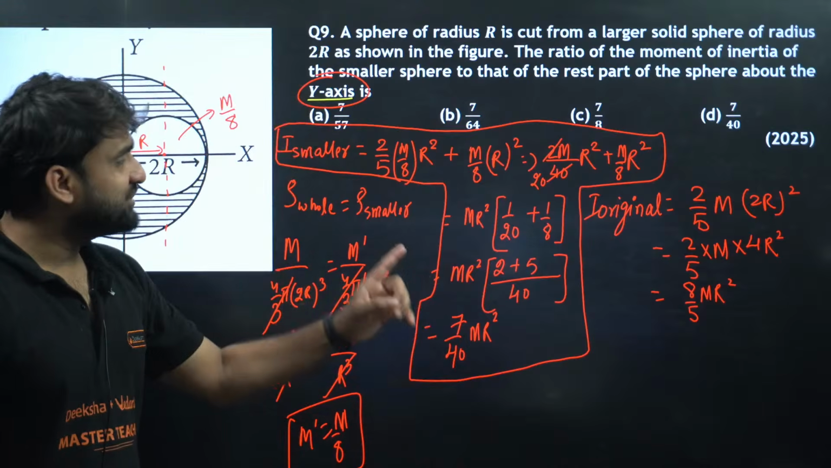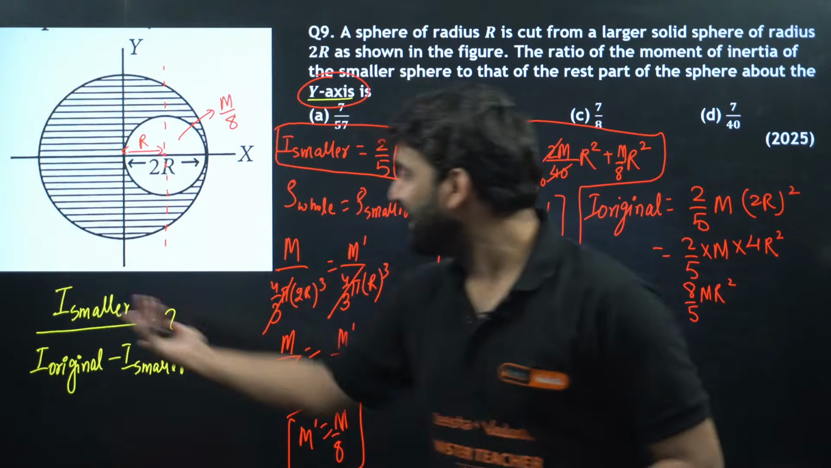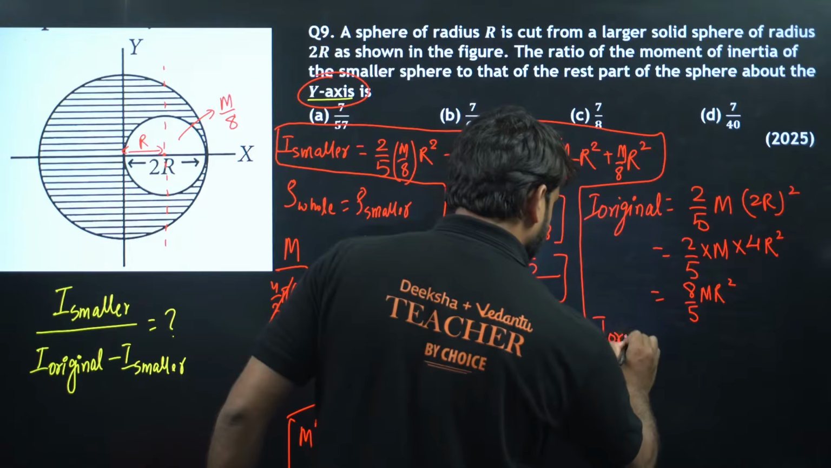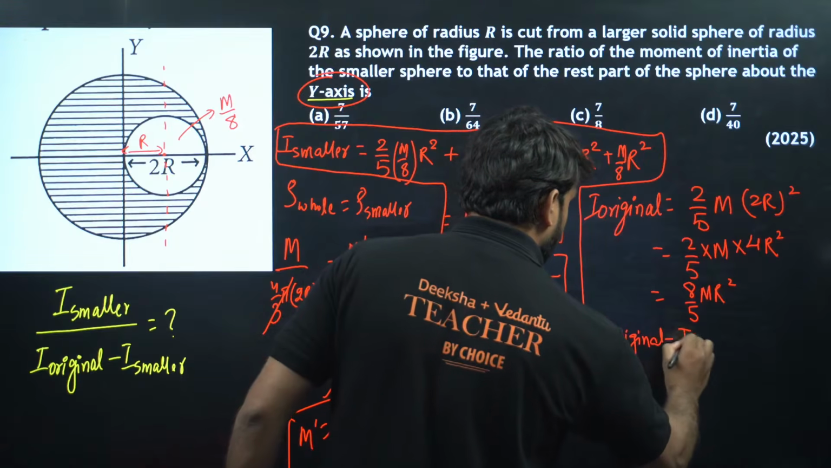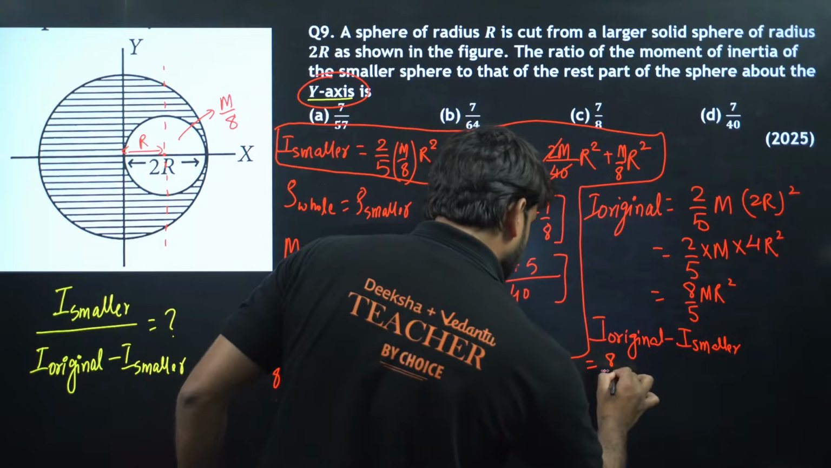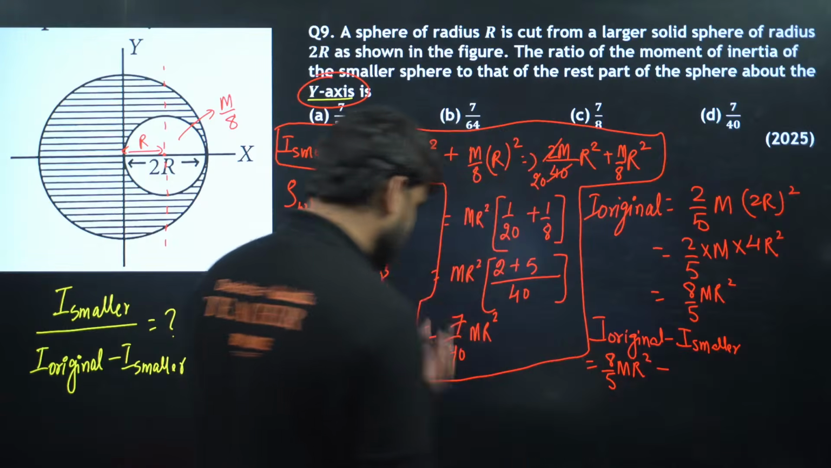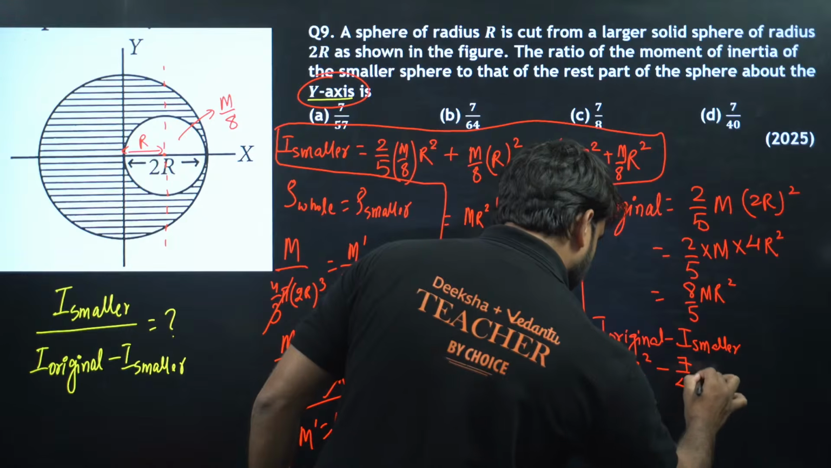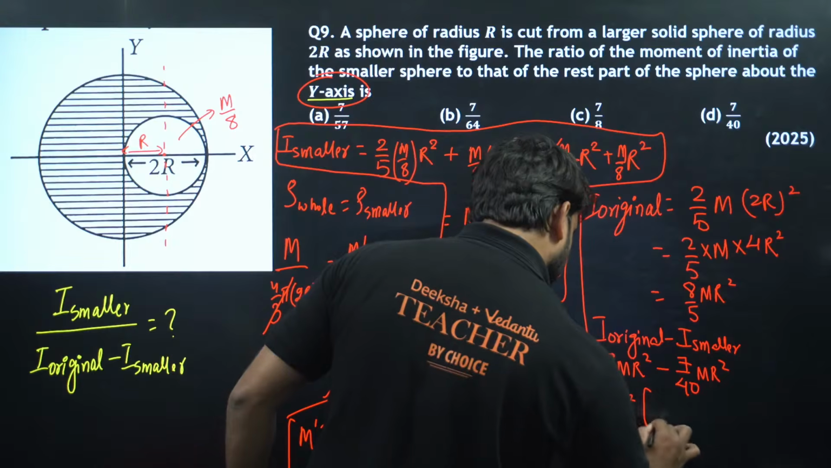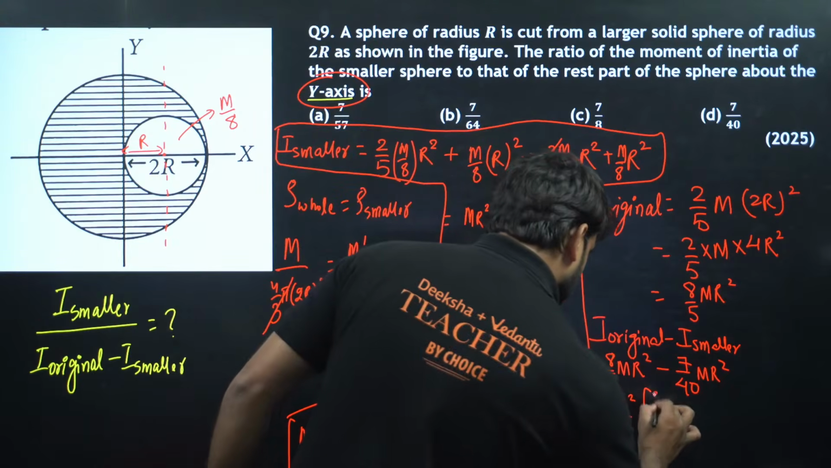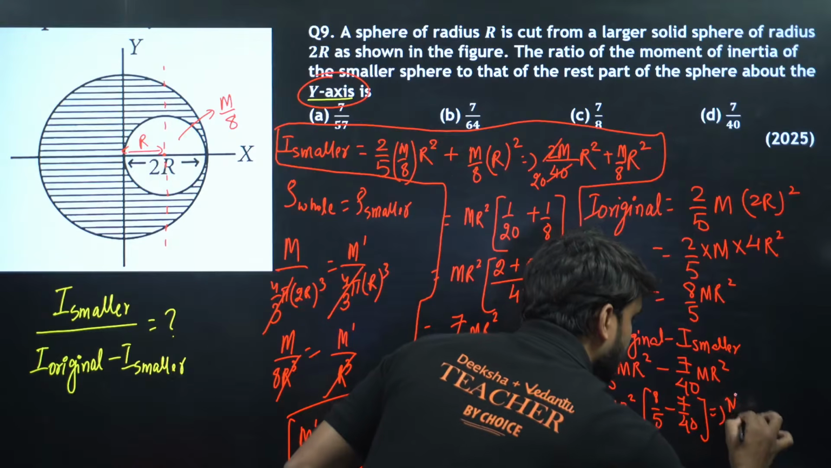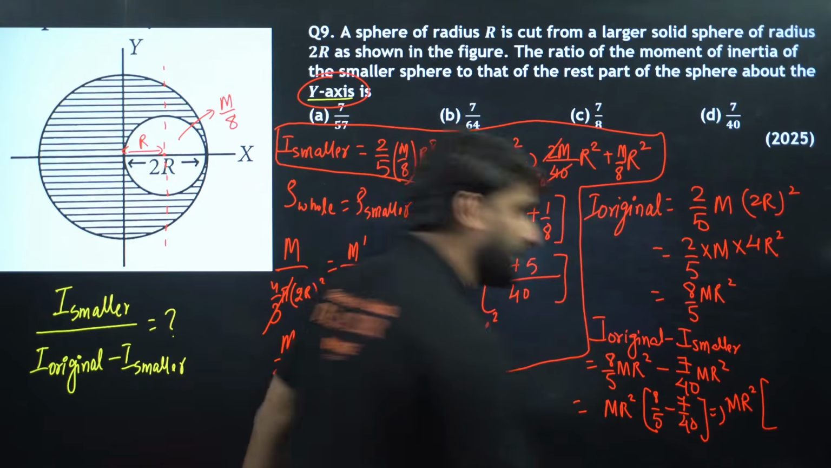Now you have I original and you have I smaller. Now can you find out this? So let's find out the difference of I original minus I smaller. I original is 8 by 5 mr square, minus this is 7 by 40 mr square. So can we take here mr square common? So by taking mr square common, this is 8 by 5 and this is 7 by 40. 8 by 5 minus 7 by 40. Now take LCM. So this is mr square, and by taking LCM of 5 and 40, the LCM will be 40.